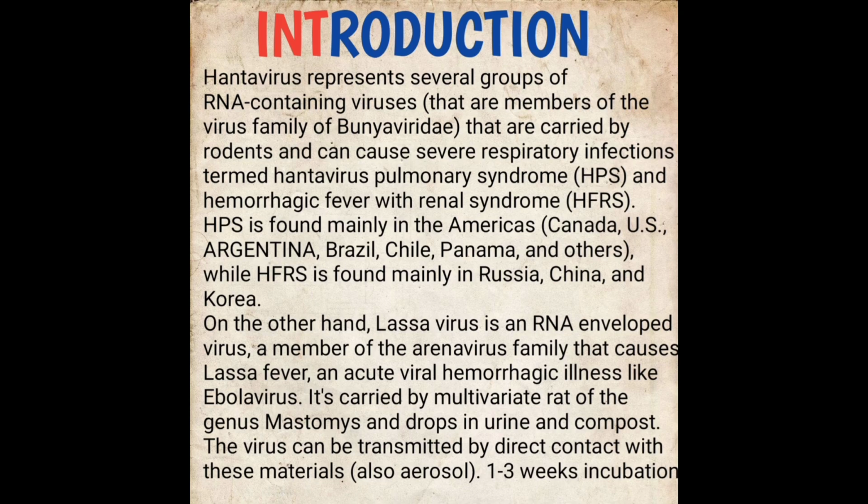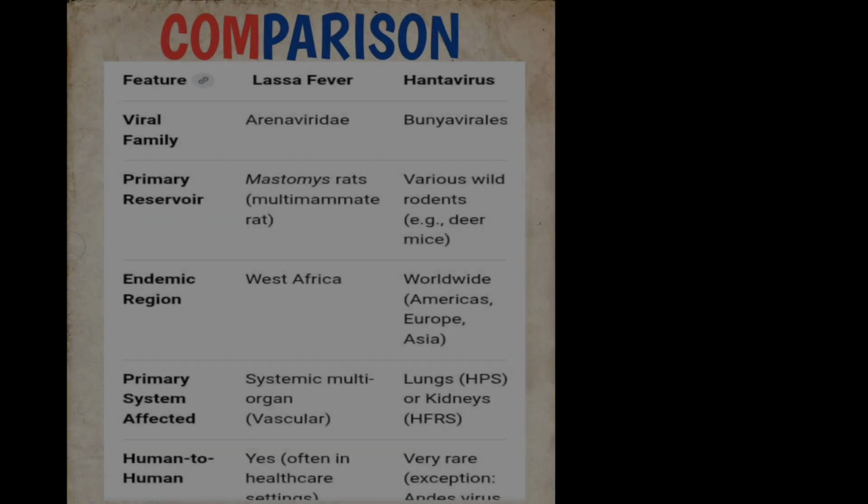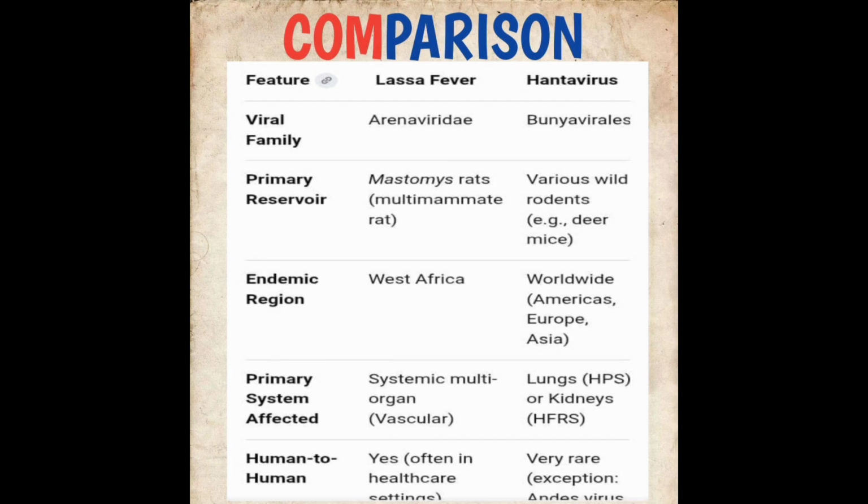It takes 1 to 3 weeks incubation from where you see the symptoms and the signs and symptoms. Now to the comparison. When you look at the features, you talk of Lassa virus fever and hantavirus. The viral family, I've earlier mentioned it, Arenaviridae and Bunyaviridae. The primary reservoir of the Lassa virus, you find it in Mastomys natalensis, and these hantavirus, you find it in rats, rodents, and even in deer and mice.